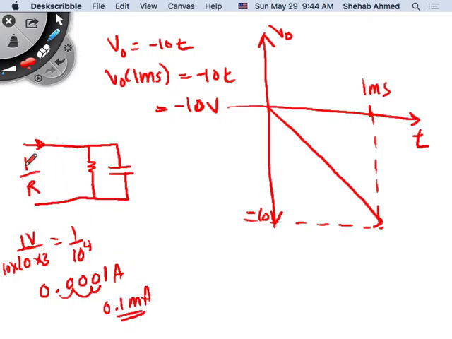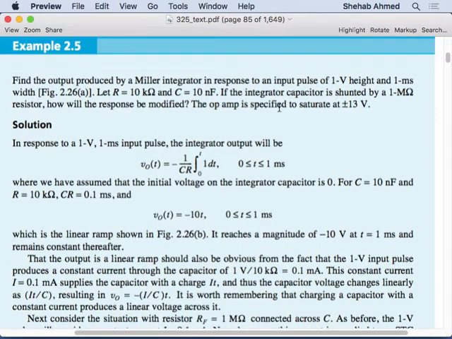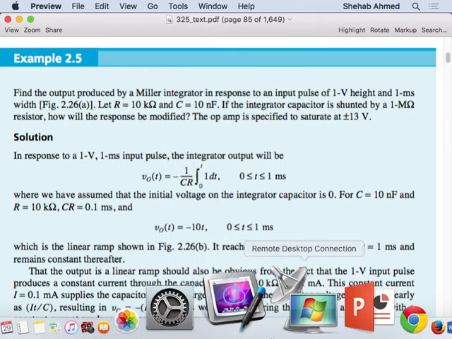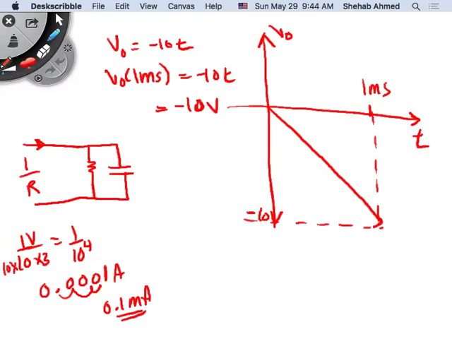So that's the current flowing due to 1 volt divided by the 10 kilo ohm resistor, right? The feedback resistor is equal to what? They said that the integrating capacitor is shunted by a 1 mega ohm resistor, right? So the feedback resistor is 1 mega ohm. So this is 0.1 milliamps flowing here.